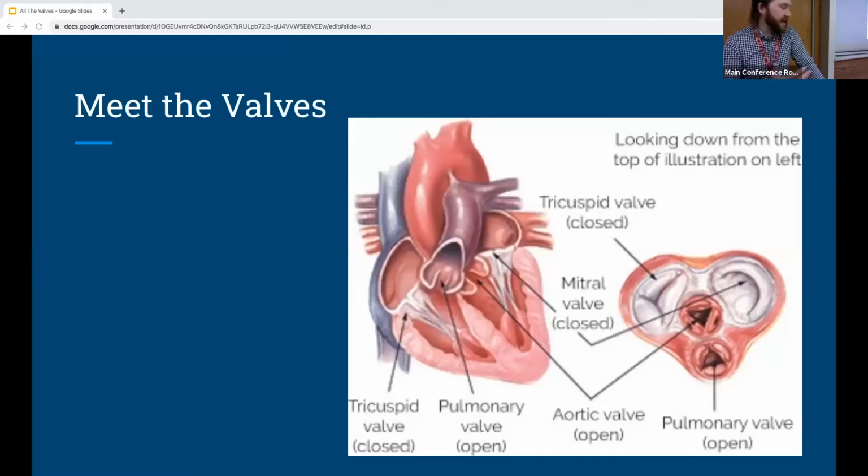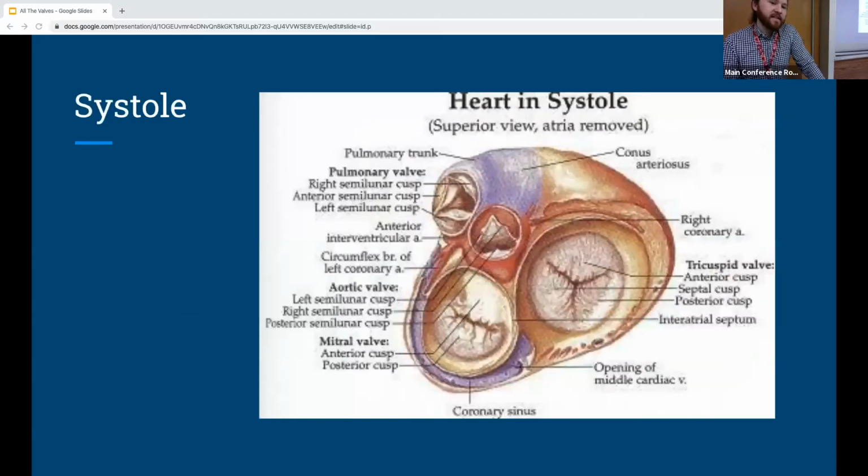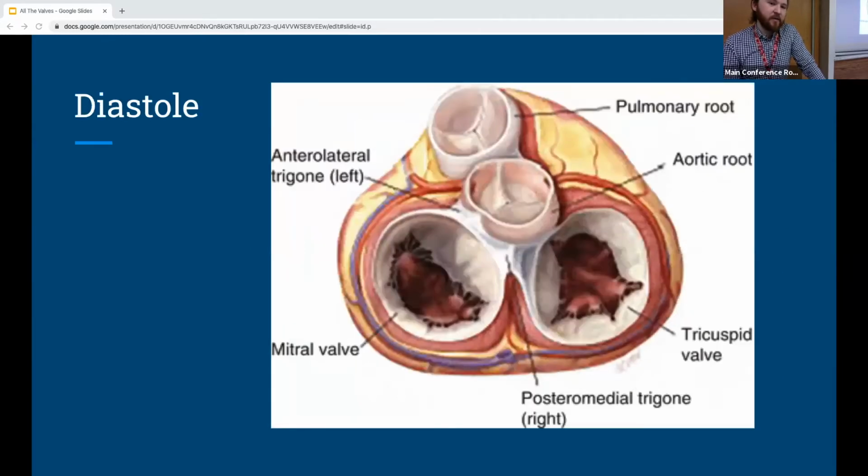So here's your basic anatomy. You can see the valves in the coronal view as well as at the level of the annular plane. I think a lot of us are pretty familiar with this, but it's just helpful to reorient everybody. The valves in systole, we can see the aortic and pulmonary valves open and the atrioventricular valves are closed. And then in diastole, we can see the AV valves are open. One thing I wanted to point out is just how much bigger the AV valves are, and that correlates with the much lower pressures that they're handling.